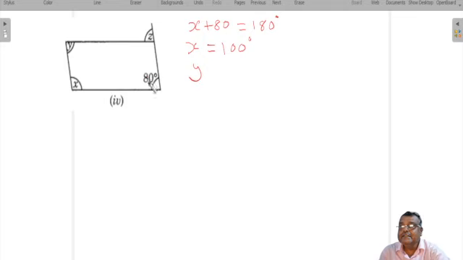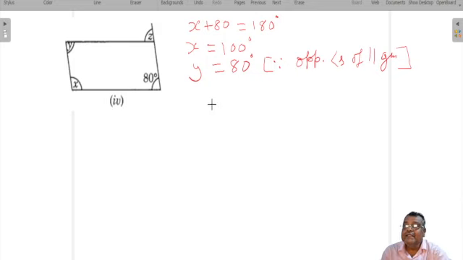Y is equal to 80 degree. Because you see this 80 and this Y, opposite angles of parallelogram are equal. Opposite angles of parallelogram are equal. Y is equal to 80. Now Z equal to 80.